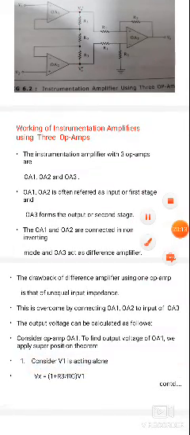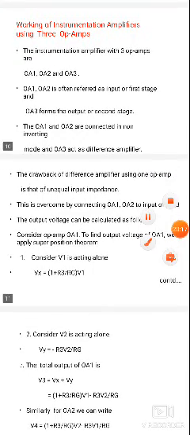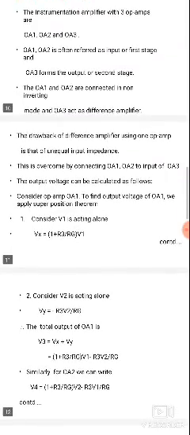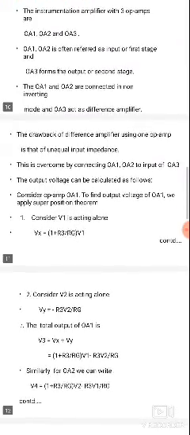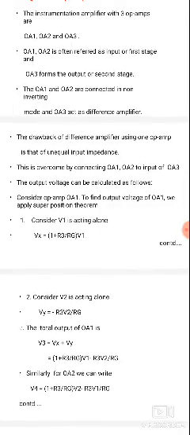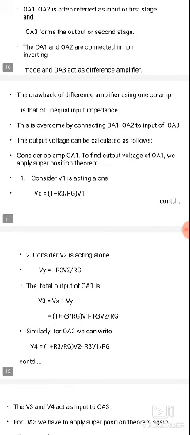Operational amplifier 3 will be connected as a difference amplifier. It contains the outputs of operational amplifier 1 and 2. Next, the drawback of a difference amplifier using one op amp is unequal input impedance.